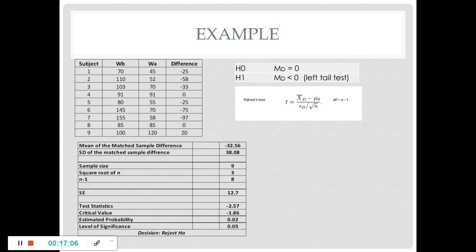So what is the conclusion here? There is an impact of the weight loss program on the weight of the people who underwent this program. So it is significantly different from zero.